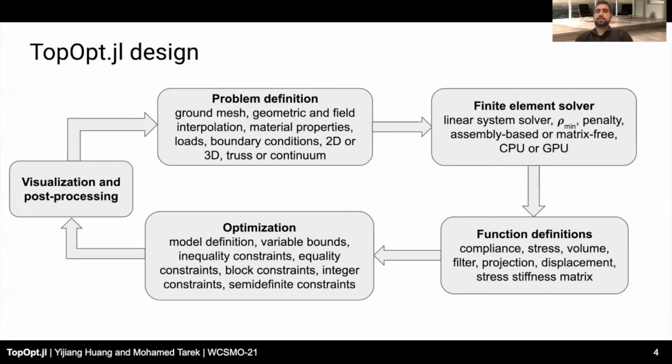All of these iterative methods can either use the matrix, like the stiffness matrix, so it requires assembly of the global stiffness matrix, or some of them can also be matrix free. And some of those methods can also be either on the CPU or on the GPU.